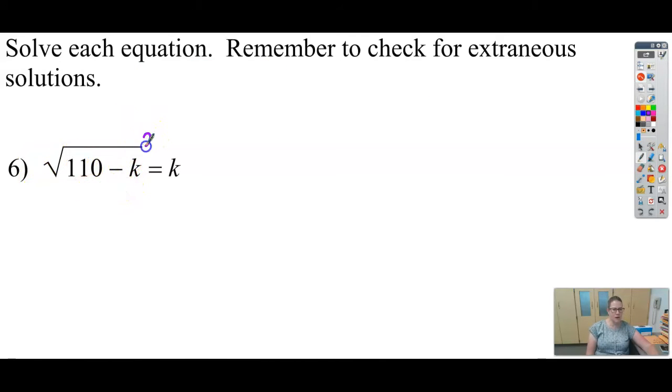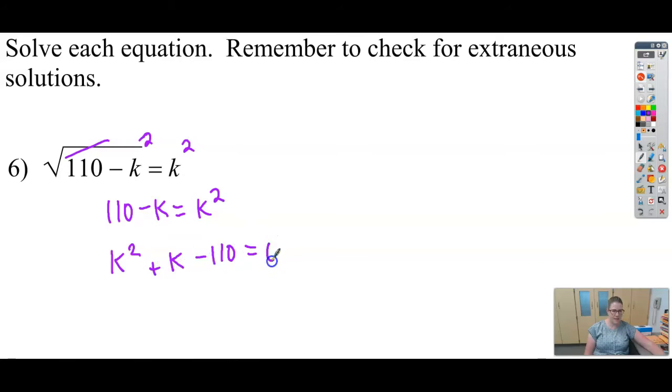I'm going to square both sides here to get rid of my square root. I've got 110 minus k equals k squared. So now I can get this in standard form by putting it all on one side. So that's just moving the k over and moving the 110 over. Remember, anytime you move something to the other side of the equation, it's going to be the opposite sign. And then this is going to equal 0.